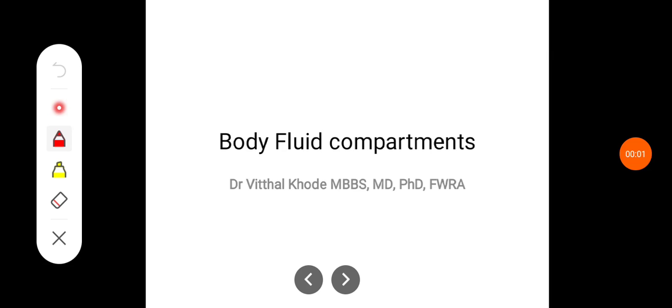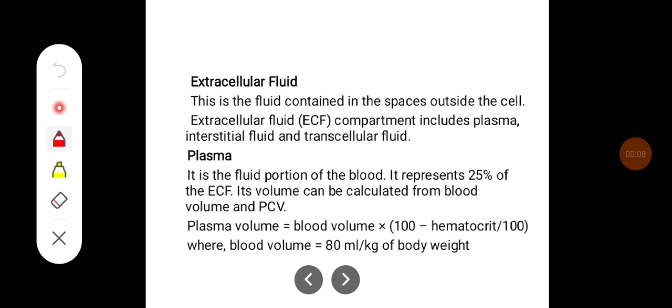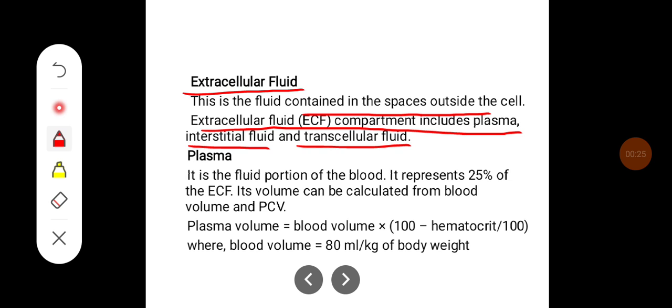Hello everyone. In this class, we'll learn about body fluid compartments. Body fluid compartments can be broadly categorized into intracellular fluid and extracellular fluid. This is the fluid contained in the spaces outside the cell. The extracellular fluid compartment includes plasma, interstitial fluid, and transcellular fluid.